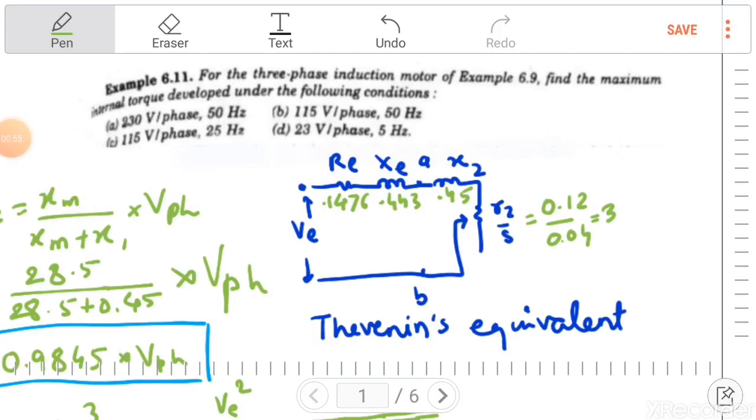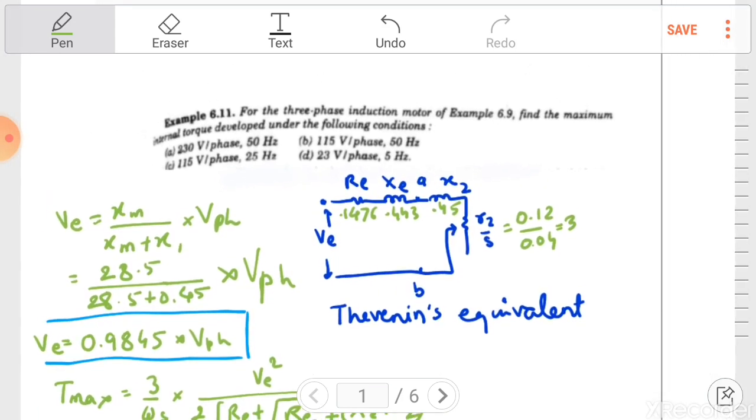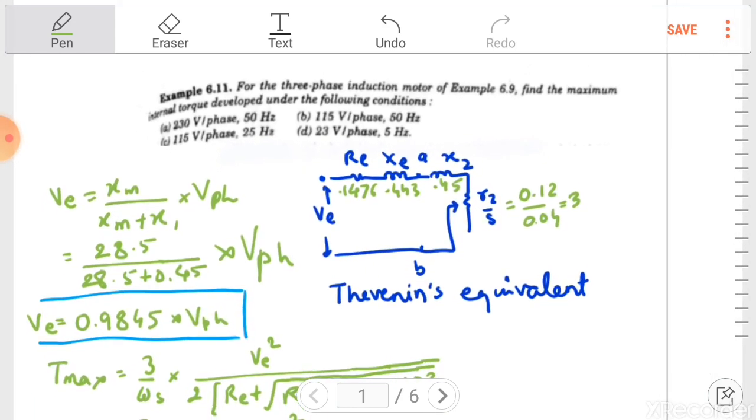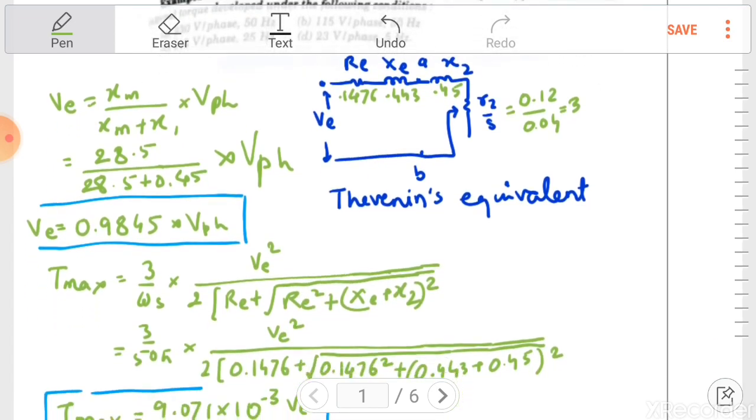For obtaining the maximum torque, we will use Thevenin's equivalent as we have used in example 6.10. The parameters remain the same: Re, Xe, R2 and X2. Now the equivalent voltage VE, as we have determined in example 6.10, is equal to Xm, the magnetizing reactance, divided by Xm plus stator reactance. It is equal to 0.9845 multiplied by phase voltage.